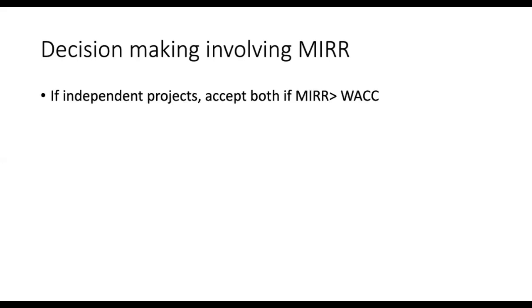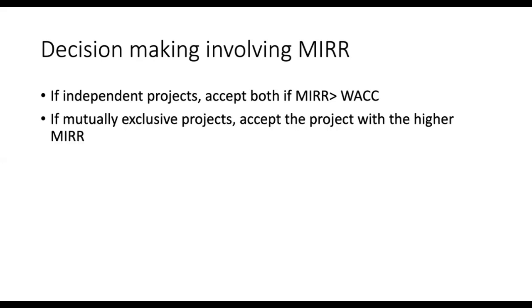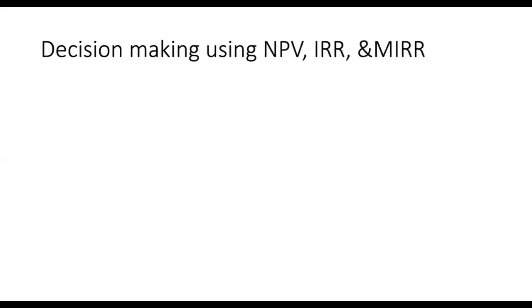Now, if we use MIRR for decision making, if the projects are independent, we will accept both the projects if MIRR is greater than the weighted average cost of capital. If the projects are mutually exclusive, we will accept the project with a higher MIRR.